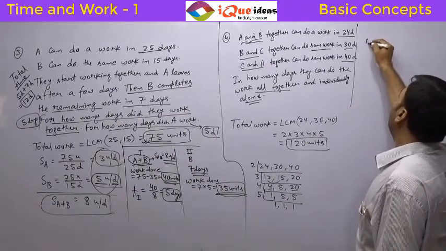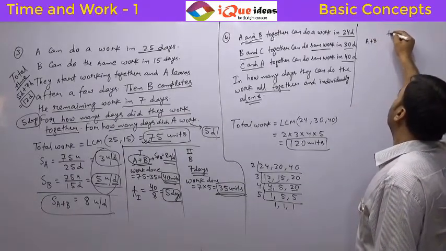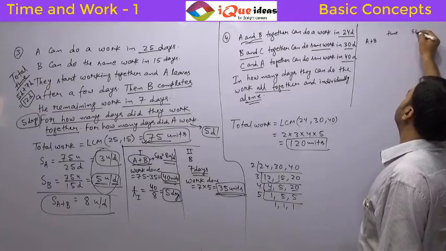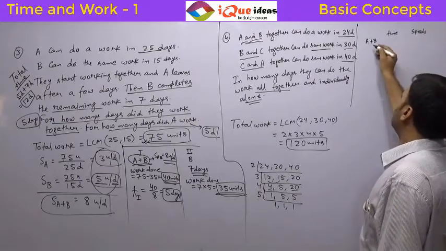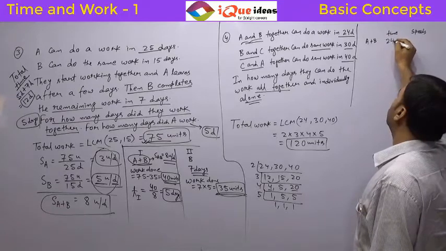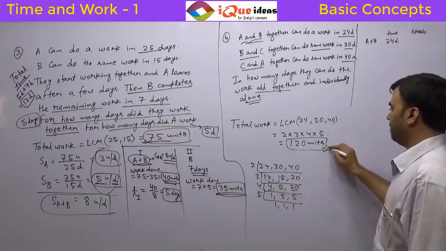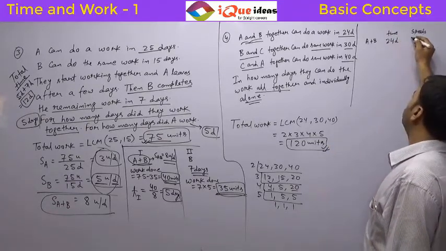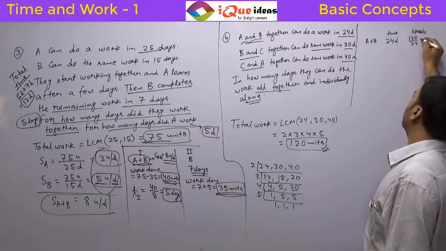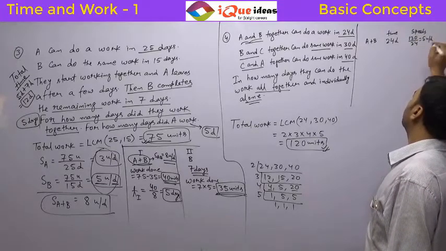Let's say A and B together, time given, and we calculate the speeds. Now A and B time together is 24 days. What do they do in 24 days? They complete 120 units. So the speed will be 120 divided by 24, that is 5 units per day.